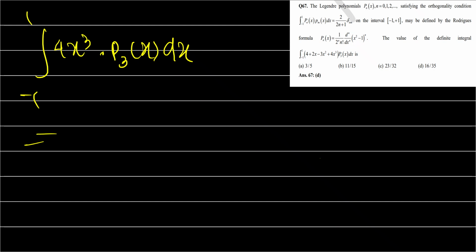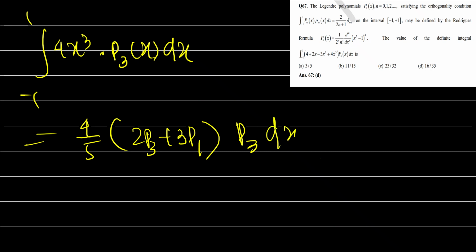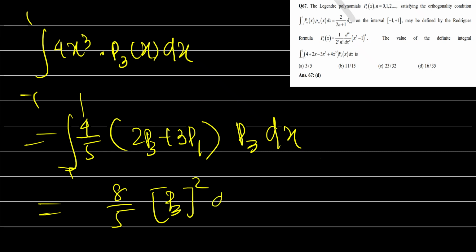like 4x cube into P3(x) dx integration will be equal to how much? The 4x cube we have evaluated as 4 by 5 whole into 2P3 plus 3P1. So just use this value, P3 dx. Now, 4 into 8 by 5 P3 square dx plus 3 by 5 P1 P3 dx.